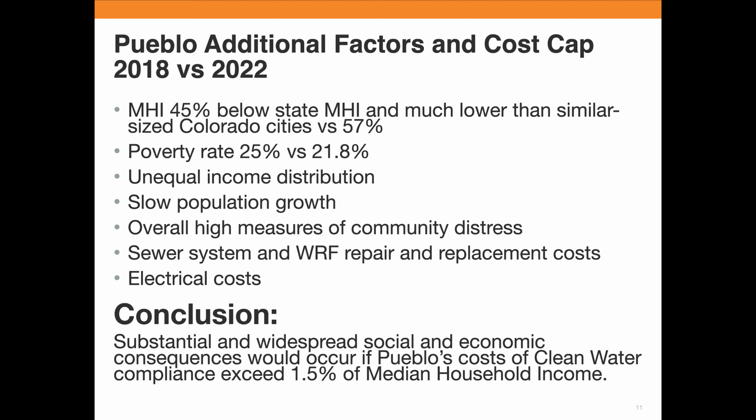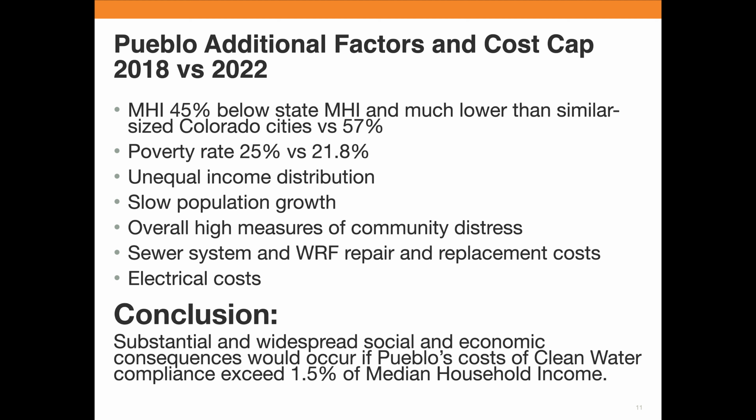And then we also have high measures of community distress, and sewer system and water reclamation facility repair and replacement costs. Although we'd like to do this treatment, even if we could, we still have other costs that have to be taken into account, such as we have 470 sewer lines, 63% are 50 years old or older. Then we also have a treatment plant that most of it was redone in 1989. So we're constantly trying to keep up our replacement and make sure we do our capital improvement projects as well. And then also electrical costs.